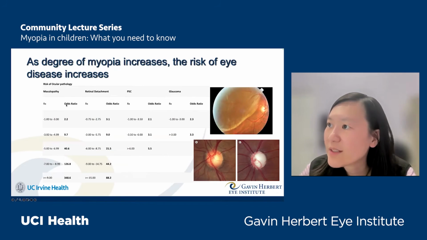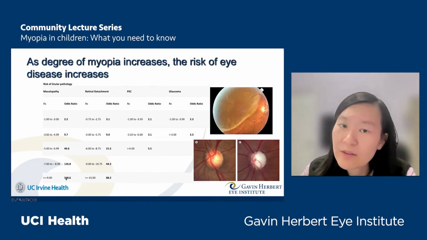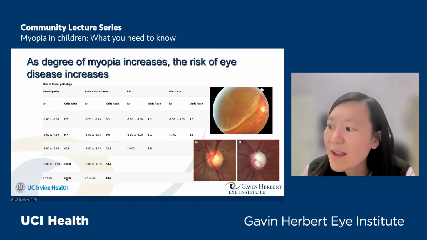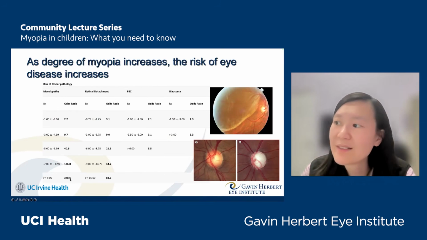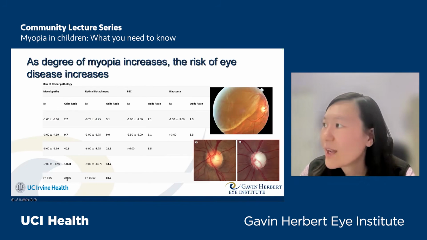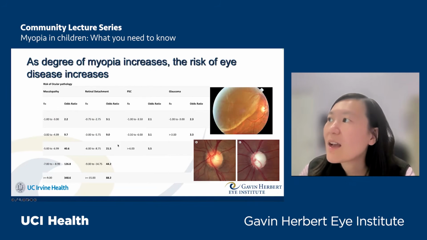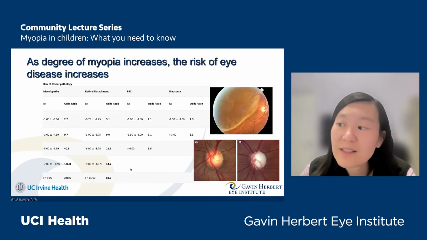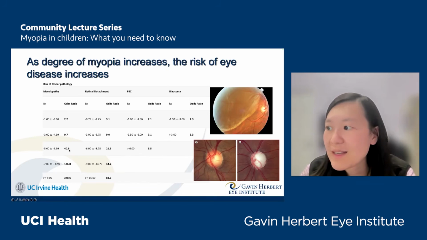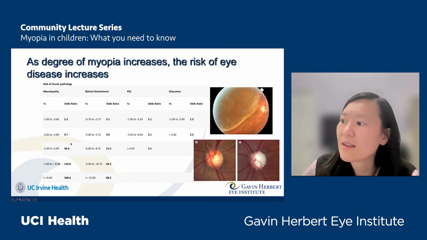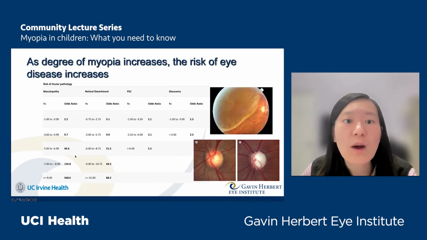And so, as you can see, the more myopic you are, in the prior slide, if you're -9, then you have a 348.6 odds ratio of getting the stretched out retina. And then, for example, retinal detachment, 88.2. So as your myopia gets worse and worse, you significantly increase your risk of these complications. And usually we see it at about -5 or -6. Hence, as you can see, the numbers really jump from one to another.